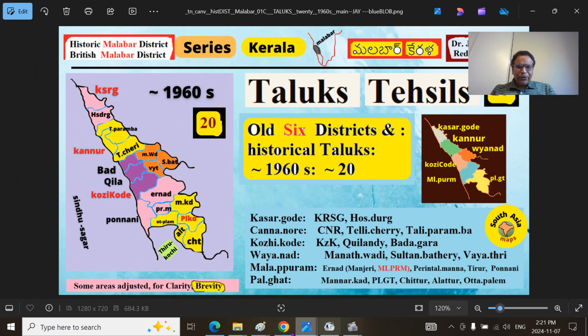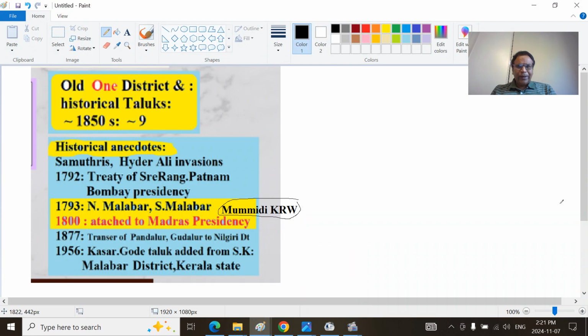And I will show you these historical aspects so that you will know the previous native rulers, Chera Perumals, Vijayanagara emperors, then Samutri Rajas, and Samutri Raja's kingdom was annexed by invasion of Hyder Ali, 1766 or so. That is 3 or 4 years after the famous Panipat battle where Marathas lost to Durranis. 1792, when Tipu lost the war to Marathas, British East India Company and Nizam, he ceded this area. That's the Malabar district and also Baramahal district, Dindigul. That's the Treaty of Srirangapatnam, added to Bombay Presidency.